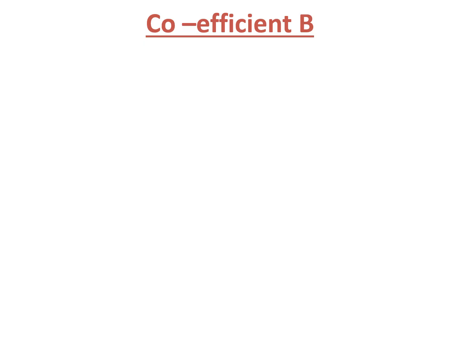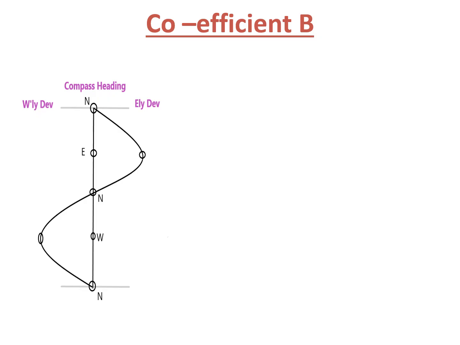Right? So now we have got B induced and B permanent, and for B permanent we get a curve like that, right?